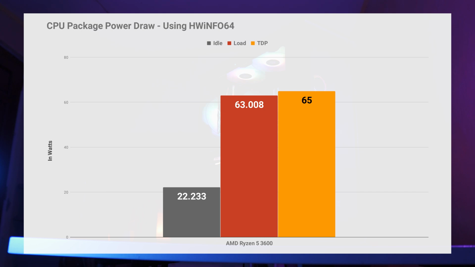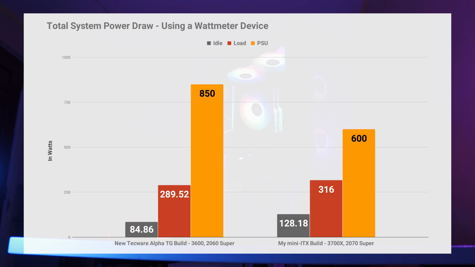Now, I also tested the entire system, especially now that we have a proper external wattmeter device, and in idle, our new system only draws around 84.86 watts, which is significantly lower compared to my current mini ITX build that has an idle power of 128.18 watts. Now, during load, our new build draws a maximum power of 289.52 watts, which is way below what our overkill power supply can provide. So essentially, we have plenty of room for component upgrades later down the line, especially if we decide to upgrade our graphics card.